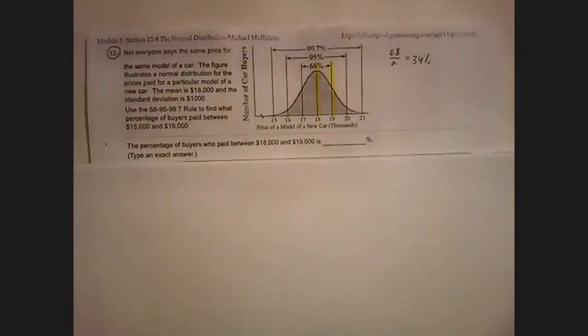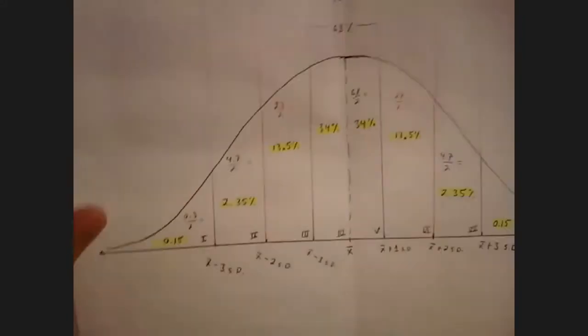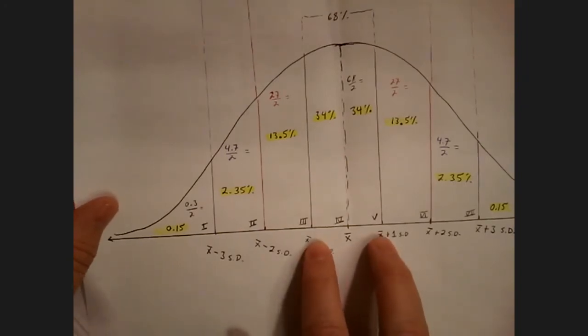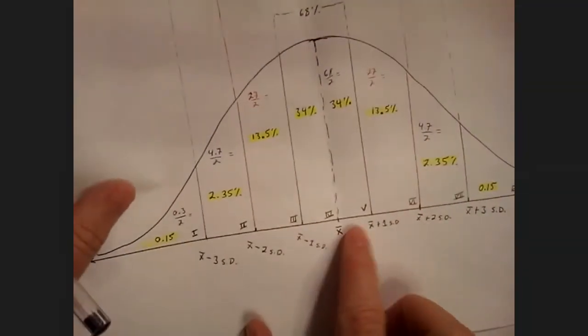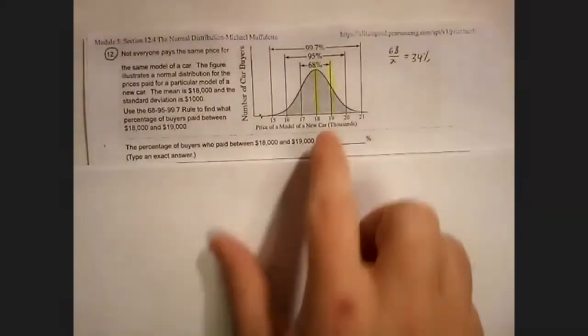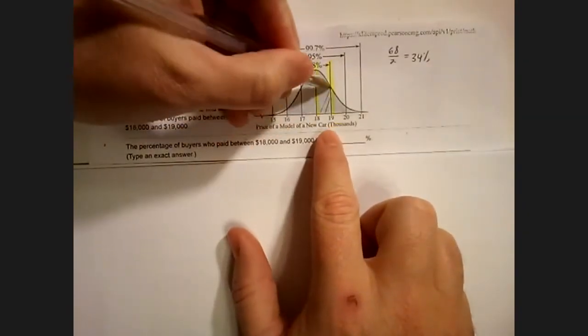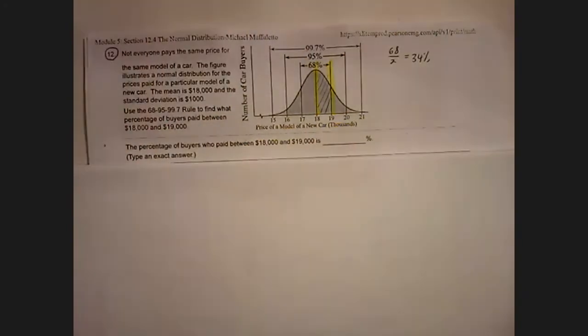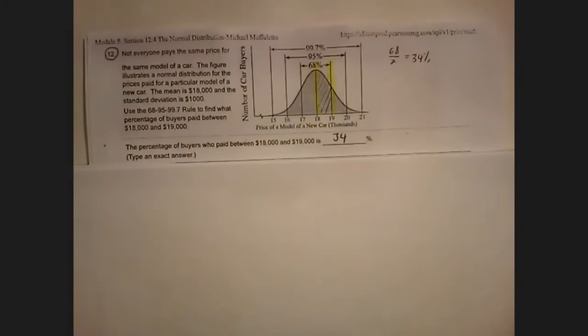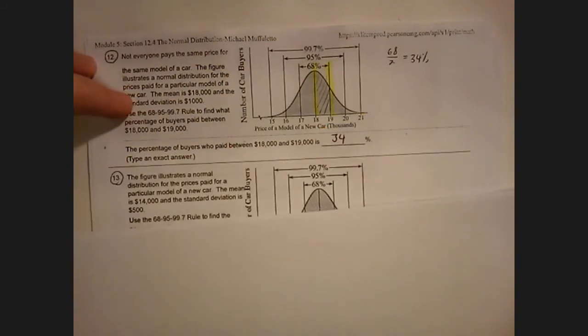In my picture that we drew, that's where we get the 34%. We're only concerned about the right side of that 68%. We're only concerned about this right here. So that's half of 68, which is 34. Once you have that graph, things are so easy.